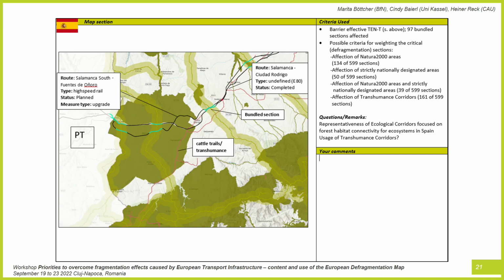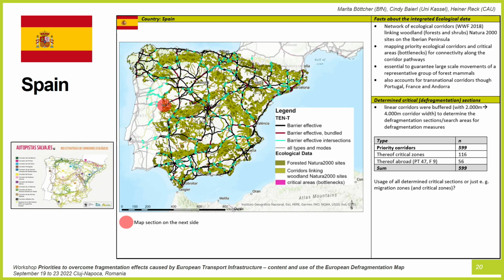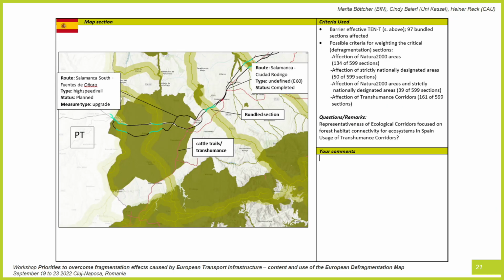We move here into the western part of Spain on the border to Portugal. Here you see two very effective TEN-Ts. This is one planned high-speed rail. This is an upgrade, so the track already exists but will be upgraded for high speed. And we have a road type which is undefined in our database, but we left it in, and it's a bigger road which is already completed. Here we have a bundled section, so you can see it on the map. In the corridor area, these both transport modes run parallel within a distance of maximum 150 meters.